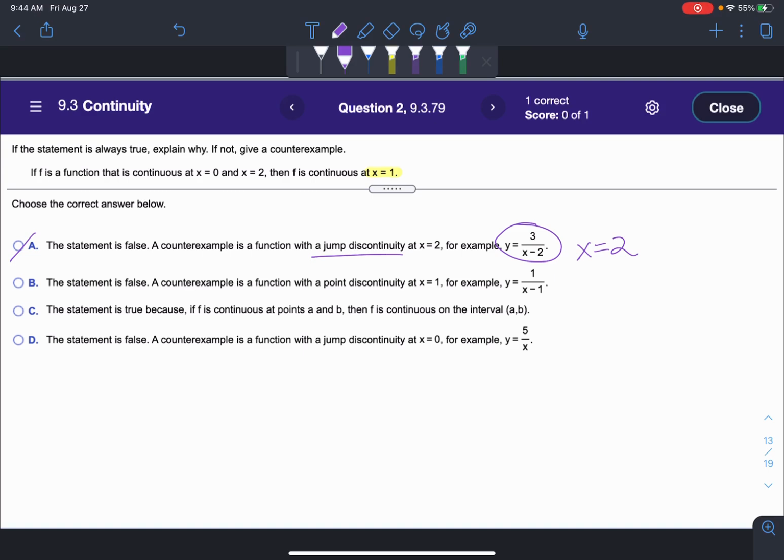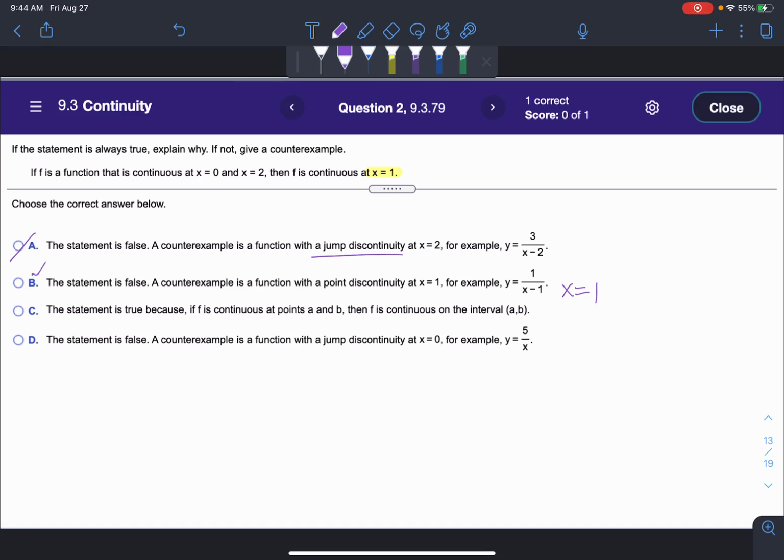B, the statement's false. A counterexample is a function with a point discontinuity at x equals 1. For example, y equals 1 over x minus 1. And that looks pretty promising, right? Because, again, with the divide by 0 issue, that occurs at x equals 1. So this is a possible contender.